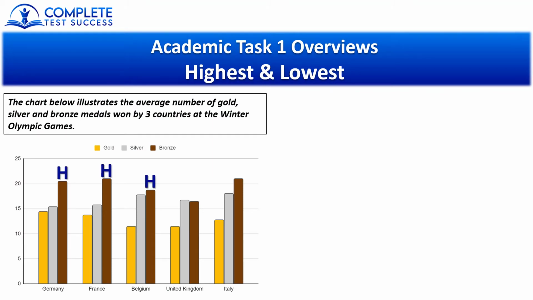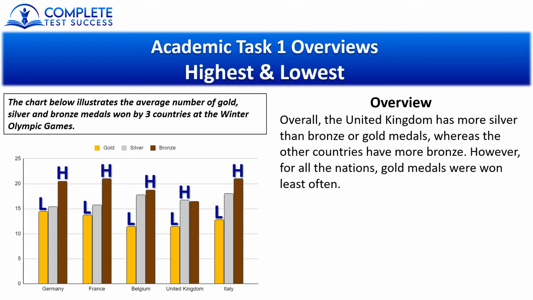So like before, we will mark the highest figures with a H and all of the lowest figures with L's. And here's the overview. Overall, the United Kingdom has more silver than bronze or gold medals, whereas the other countries have more bronze. However, for all the nations, gold medals were won least often. And we'll look at one more example for this type of question.